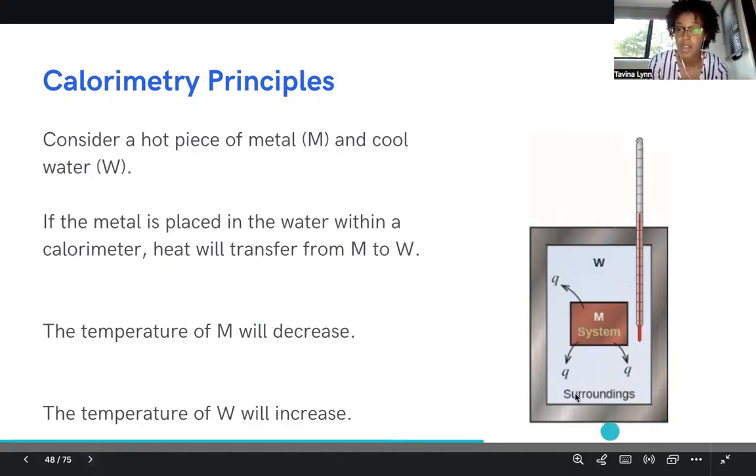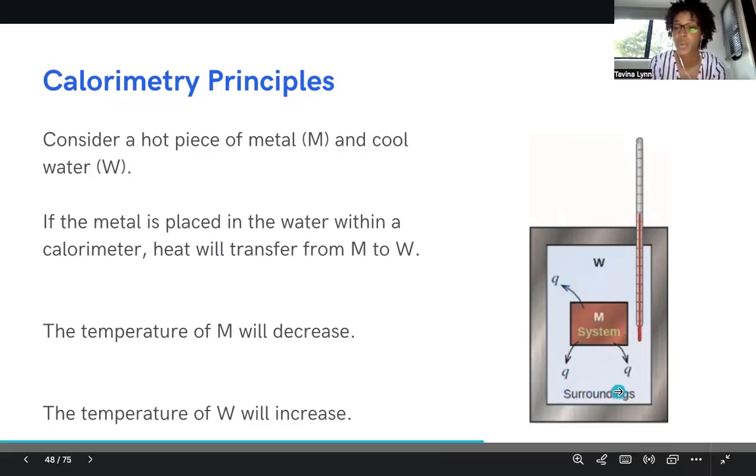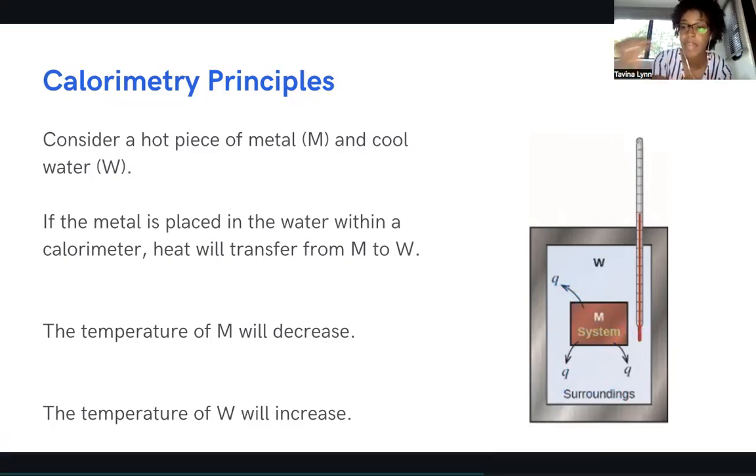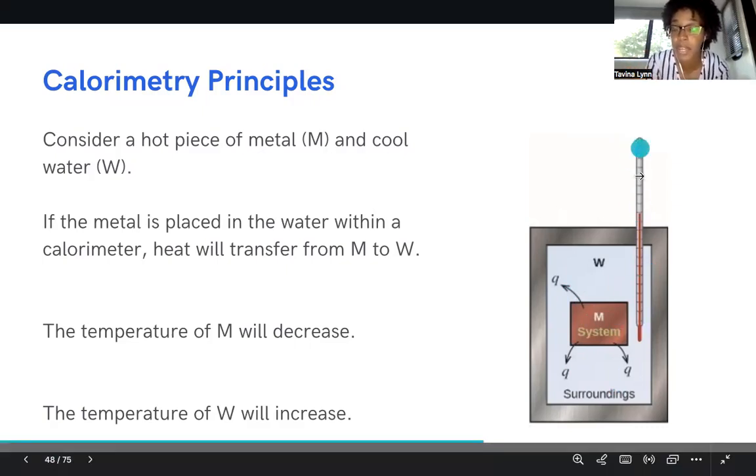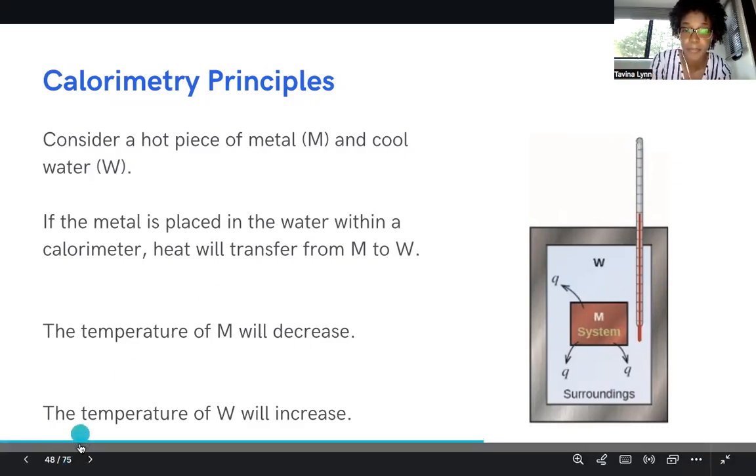So that's what's shown here schematically. This vessel here is water, denoted by W, and then we have this heated up metal, which represents our system, that's placed in the water. And this arrow with Q is basically showing that heat is escaping from the metal into the water. And we have this thermometer in here so that we can actually see the temperature change of the water as a result of this heat transfer between the metal and the water.